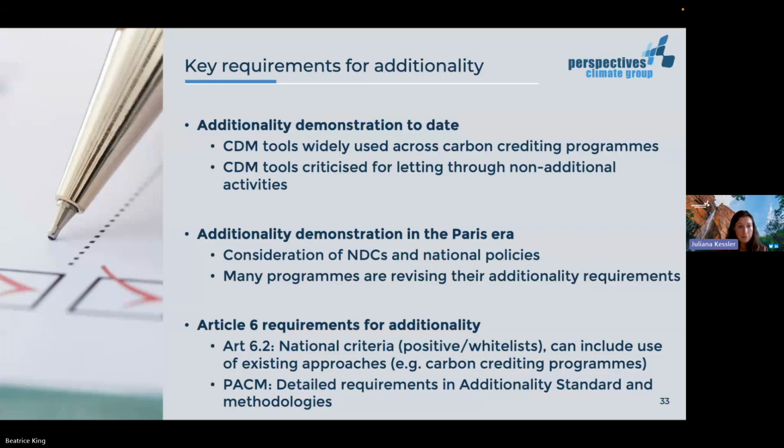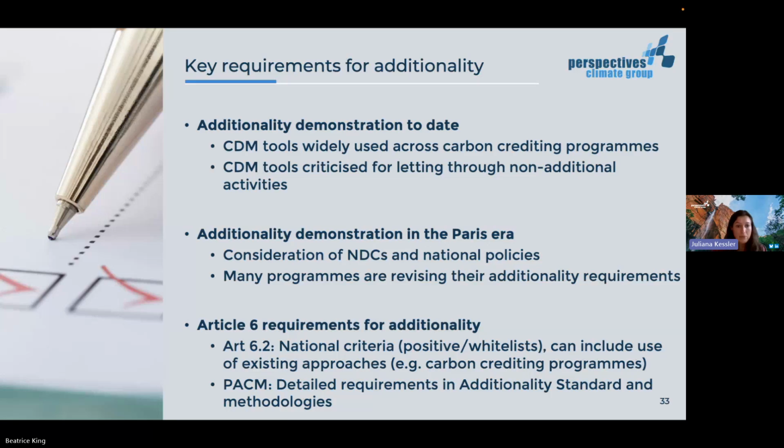And now, what's the difference between 6.2 and 6.4? We talked about this before. Under 6.2, you have the national criteria. You could have a positive or white list; parties and countries use different terms here. But you know that these lists usually specify eligible activities, or say that these activities are automatically additional, so you don't need to do further testing, etc. Basically under 6.2, what we're seeing a lot is a dependence on existing approaches. As said before, you can use Gold Standard, you can use a Verra methodology, etc. under 6.2, so you use the approach that is enshrined in that specific methodology.